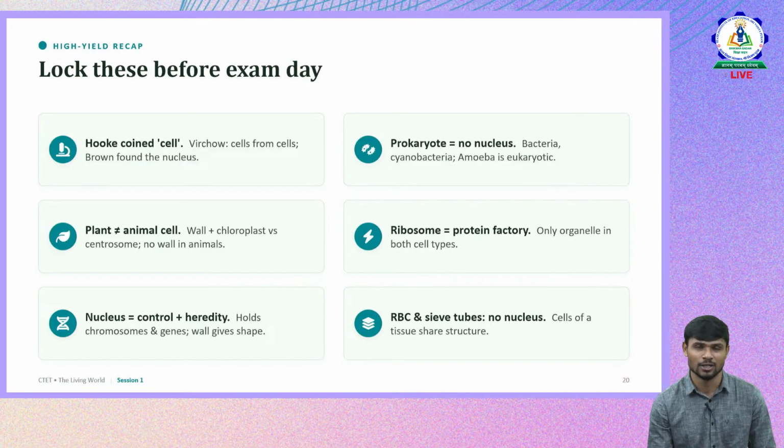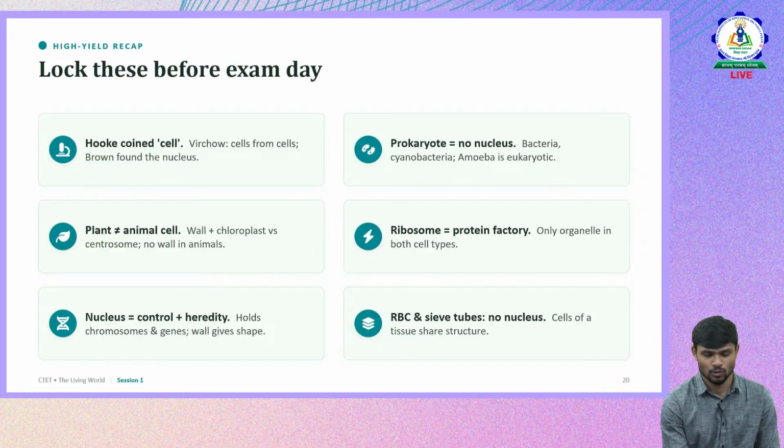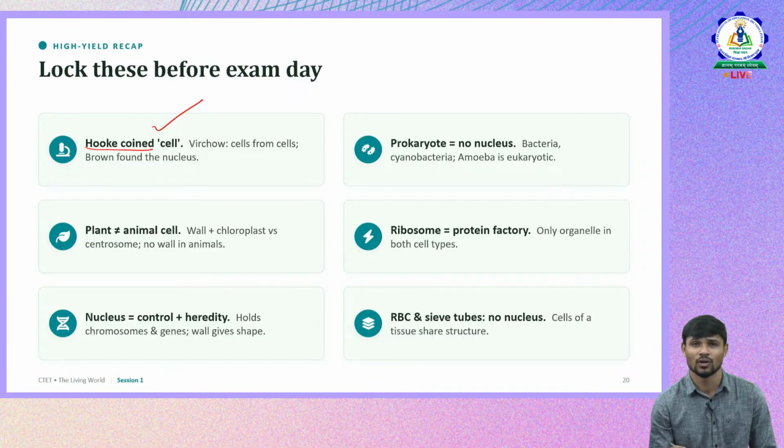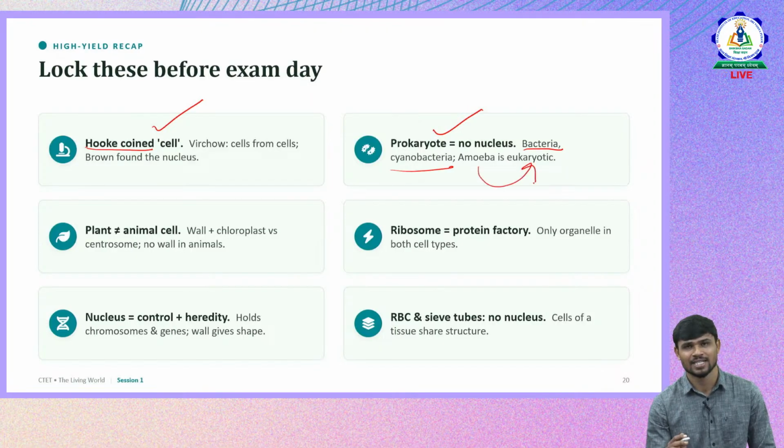Now let us quickly revise with some repeatedly asked facts with respect to the concept of cell. So who coined the term cell? It is Robert Hooke. So please remember, these are very important facts which will be tested on. Then prokaryotes have no nucleus. So bacteria, cyanobacteria are prokaryotes, so they don't have nucleus, whereas amoeba is a eukaryote. It has nucleus. So examples of prokaryotes and examples of eukaryotic organisms or eukaryotic cells, you should have an idea.